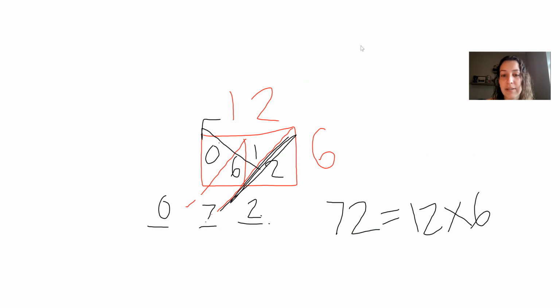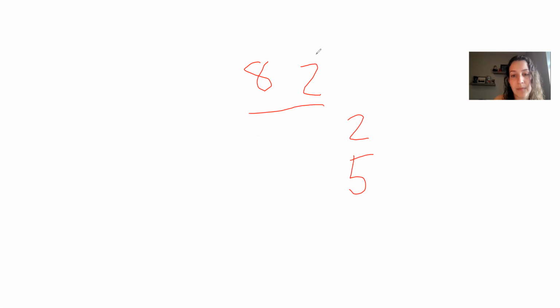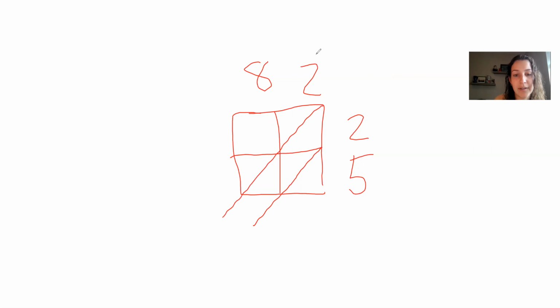So let's step it up with a harder version of the same idea. This time, let's do a 2-digit number by a 2-digit number. So this time we have 82 times 25. So let's get started by drawing our box with our lines. And let's fill these boxes in now.